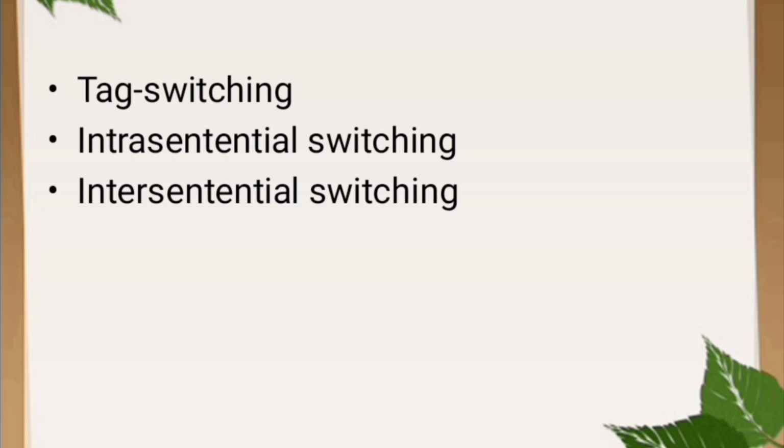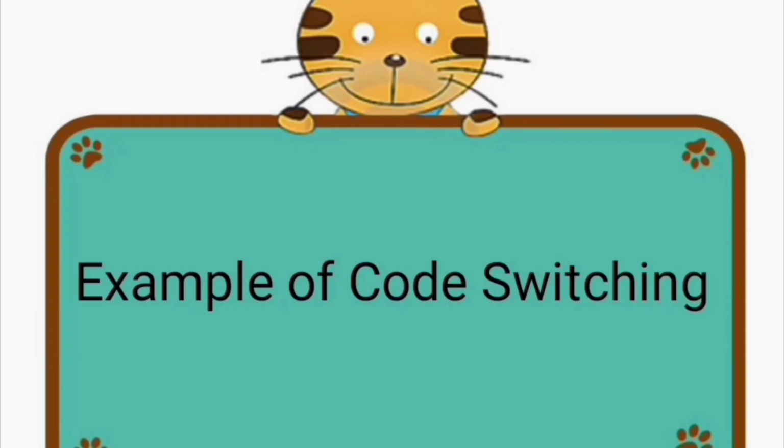And the last point is intersentential switching, in which a change of language occurs at the sentence level, where each clause or sentence is in one language or the other. And this is an example of code switching that comes from an SMS, song, senyum dan semangat.